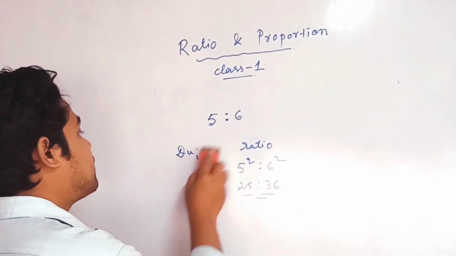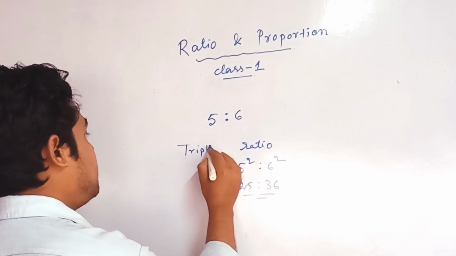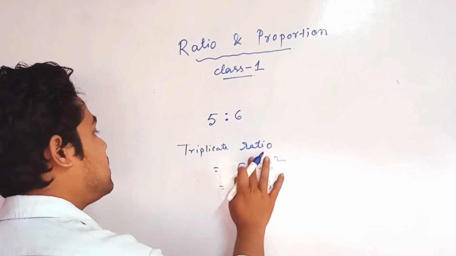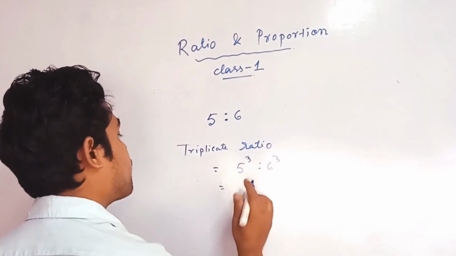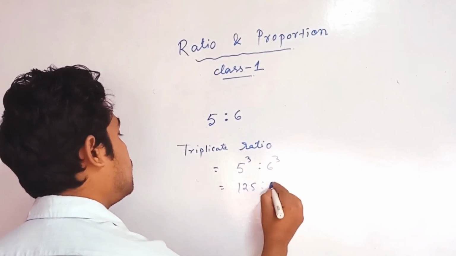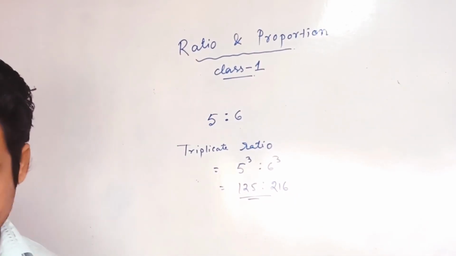Now triplicate ratio. Triplicate is simple. You have to just find the cube of these two numbers. 125:216. So this is the triplicate ratio of 5:6.